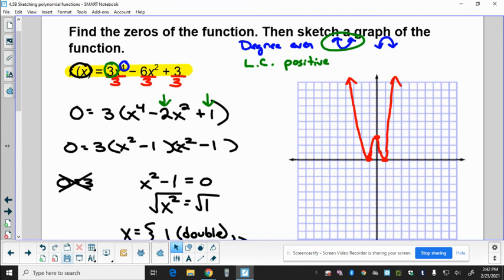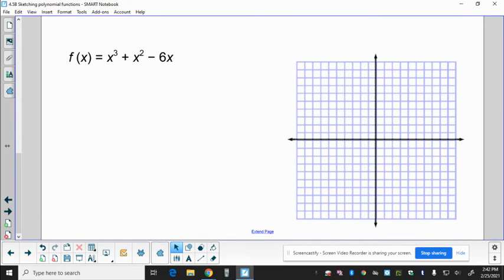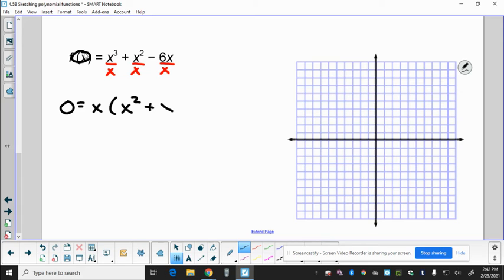And let's try one more. So using all of the skills that we have attained, let's see if we can do this. All right, let's start off by factoring. Is there a greatest common factor? I think there is. I think it's x. Let's factor out the x. Let's continue factoring this trinomial a little farther.